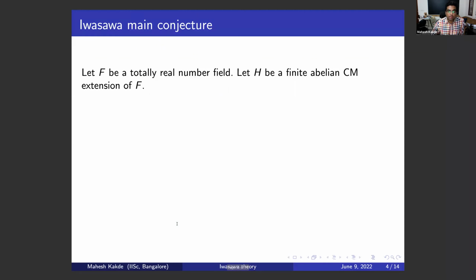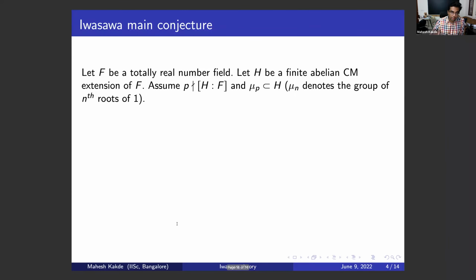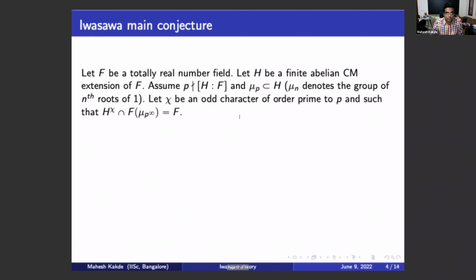Let H be a finite abelian CM extension of F. Some of these things are for simplicity, but of course we can now formulate them and even prove them more generally without these assumptions. But in the most classical setting, when it was first made, you had various assumptions like p does not divide the order of H over F, and mu_p is contained in H. This is just a simplifying assumption. Here mu_n denotes the nth roots of 1.